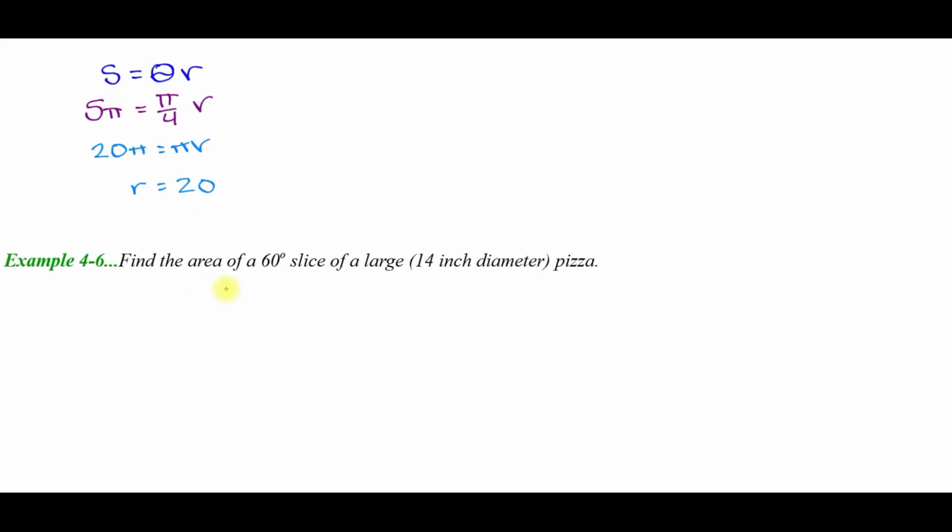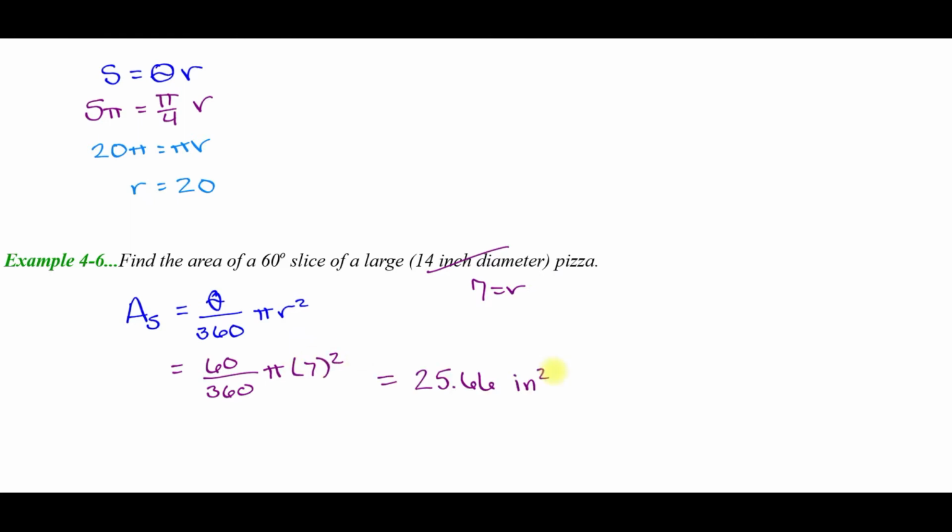The second one: find the area of a 60-degree slice of a large 14-inch diameter pizza. So I know I'm dealing with area here, so I'm going to take the area of a sector formula. My angle's in degrees, so I'm going to use the formula theta over 360 times pi r squared. I'm going to plug in my values, so I have 60 degrees over 360 times pi times radius squared. Notice they gave me my diameter, so my radius would be 7. So doing just the approximate answer, we get about 25.66 inches squared.